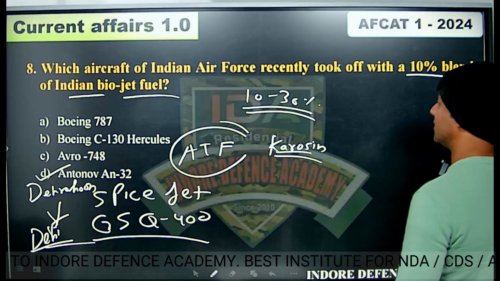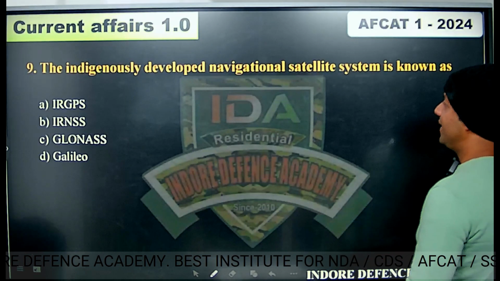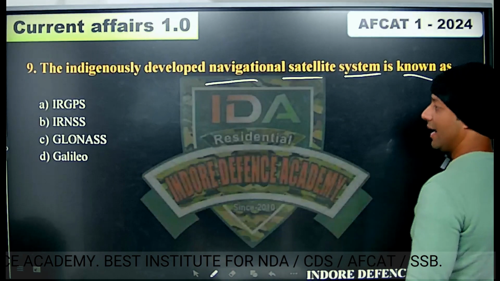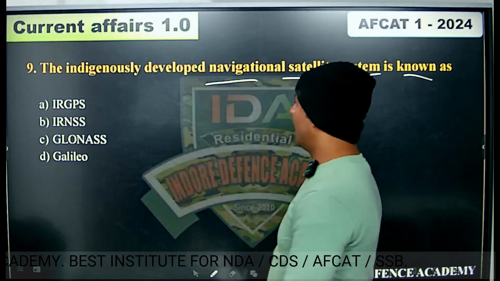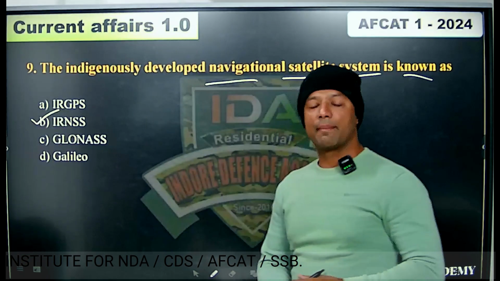Coming to the next, my friends. The indigenously developed navigational satellite system is known as India का अपना personal navigational satellite system, my friends. So it is IRNSS. Okay, my friends.